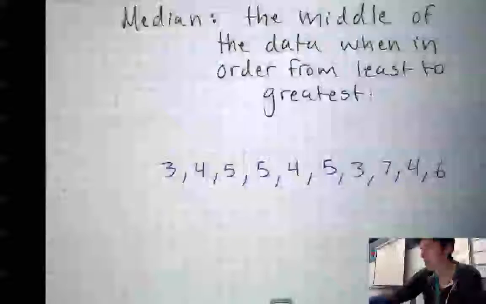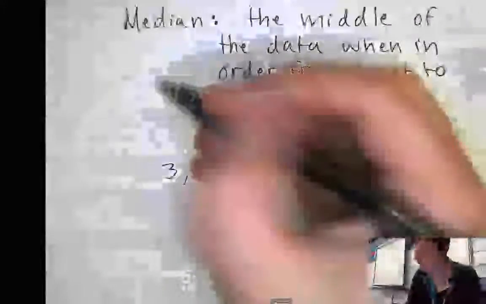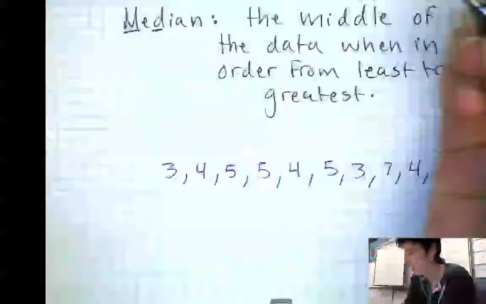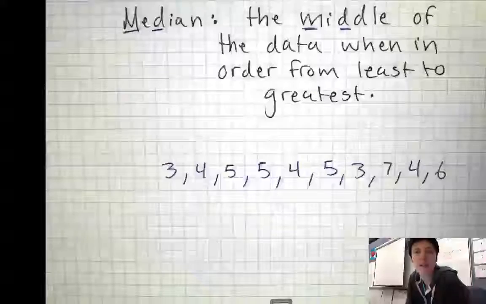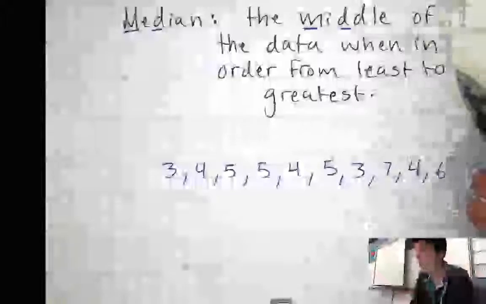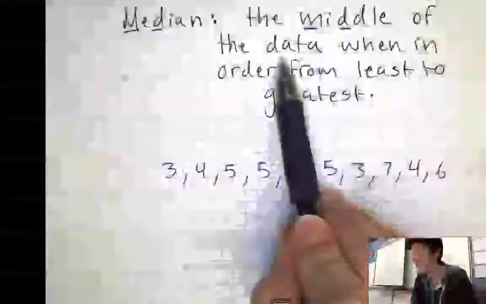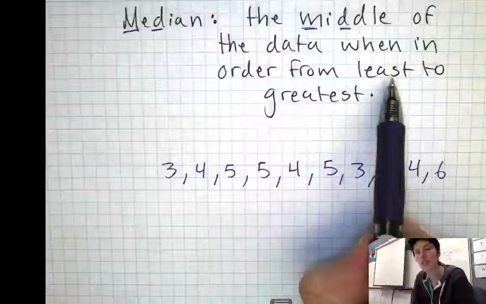I always remember that if you have a hard time not mixing these up, M and D for median is M and D for middle, the middle of the data. And it's important that you write this down. It's the middle of the data when in order from least to greatest.